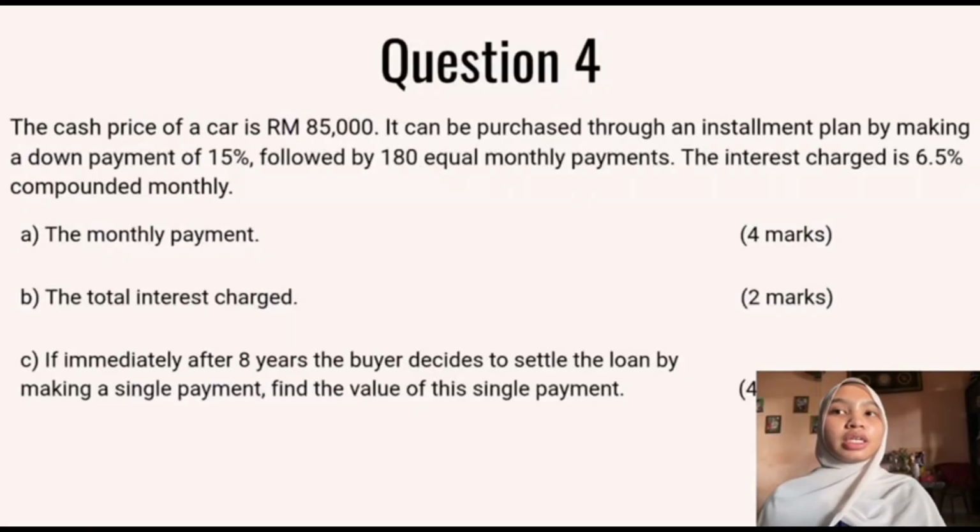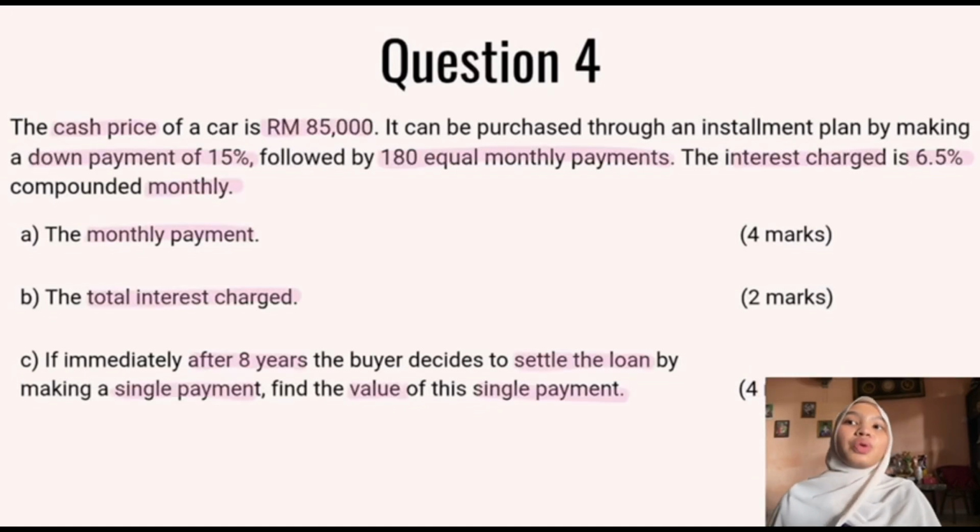Next, I will explain question number 4, which is related to chapter 4, annuity. First, we read the question. The cash price of a car is 85,000. It can be purchased through an installment plan by making a down payment of 15%, followed by 180 equal monthly payments. The interest charge is 6.5% compounded monthly.